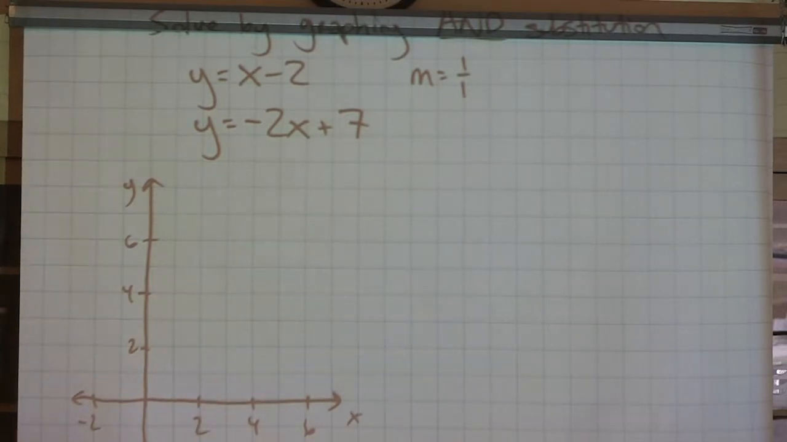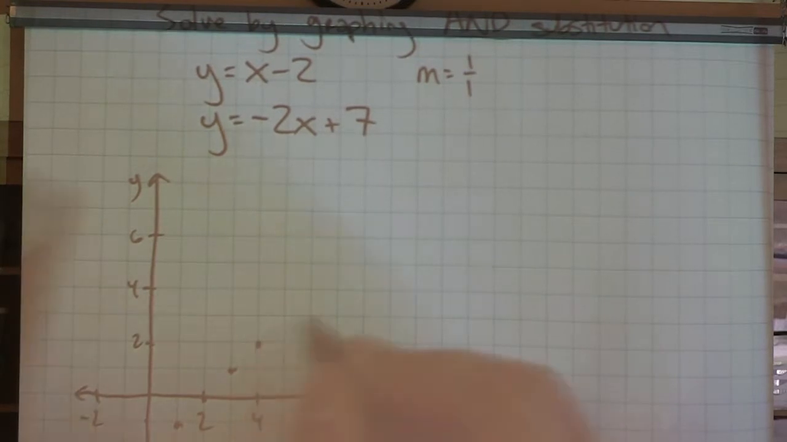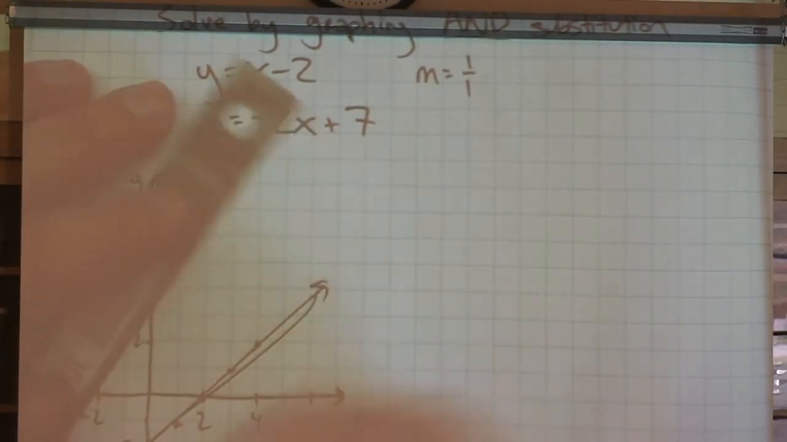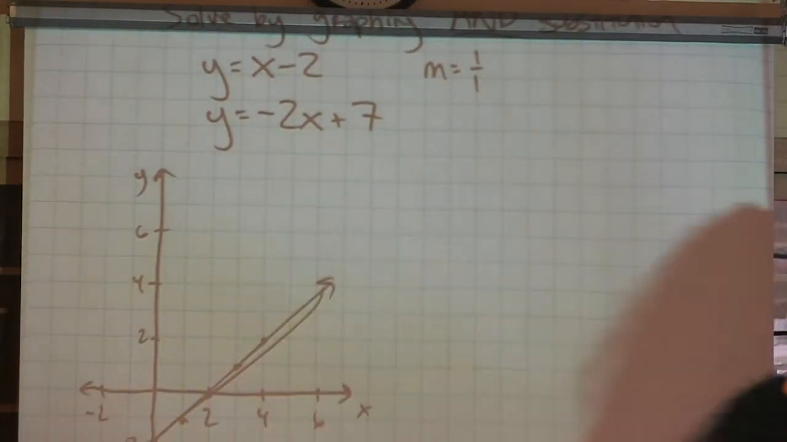Move your seat if you're going to talk. Okay. So from right here, my slope is up 1/1, up 1/1, up 1/1, up 1/1. And I draw my line. Okay. And that's the first line.